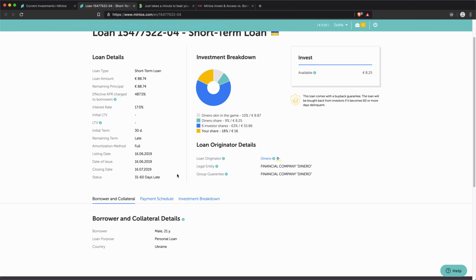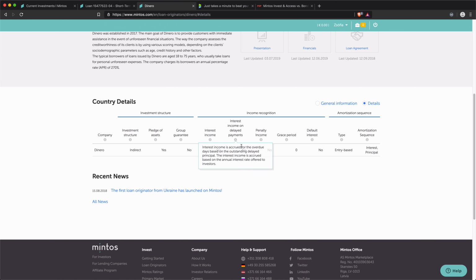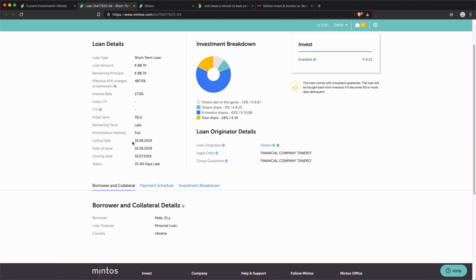Normally, that wouldn't be a problem, but sadly, this loan originator doesn't pay interest on delayed payments. This means we're not going to receive any interest whatsoever on the 60 days that it takes for the buyback to kick in. So just like that, this seemingly interesting interest rate of 17% per year is going to turn into an interim rate of return of only 5 to 6%.